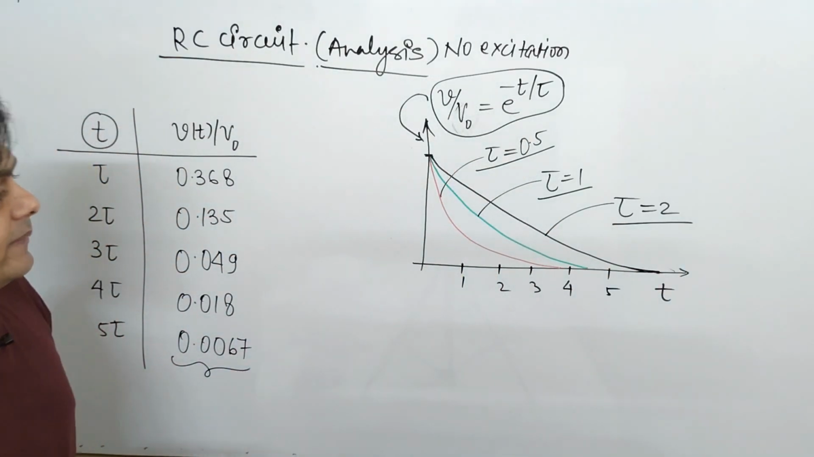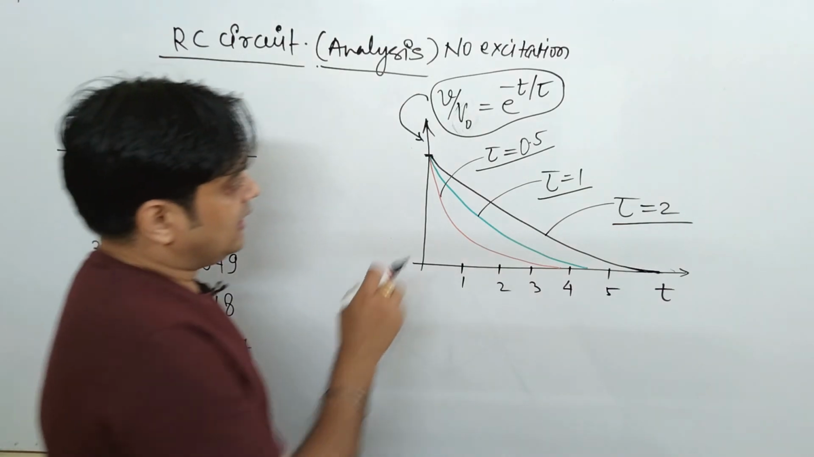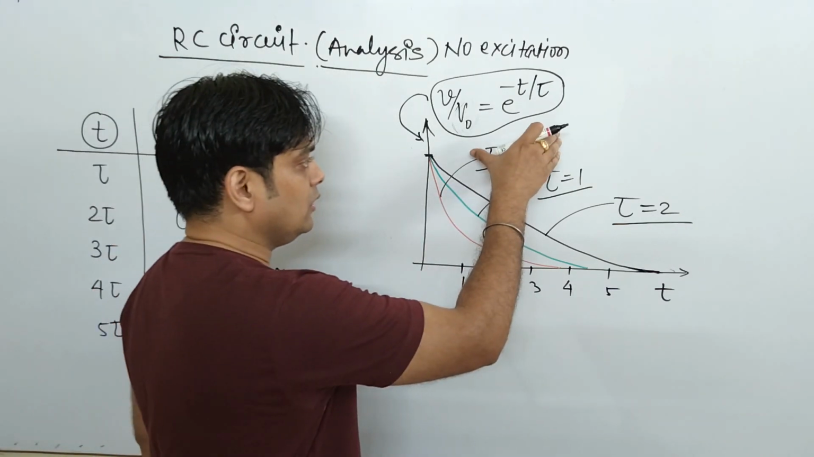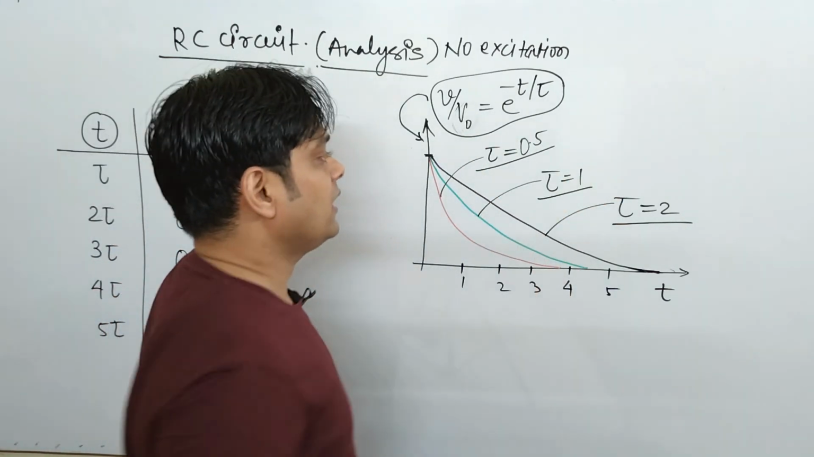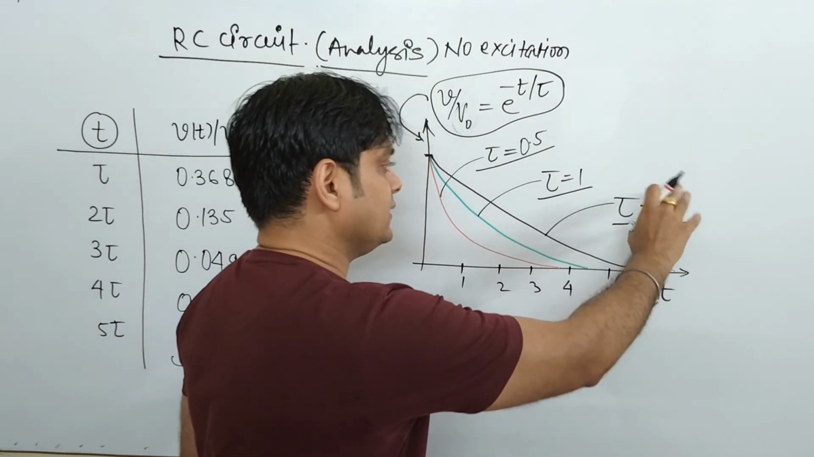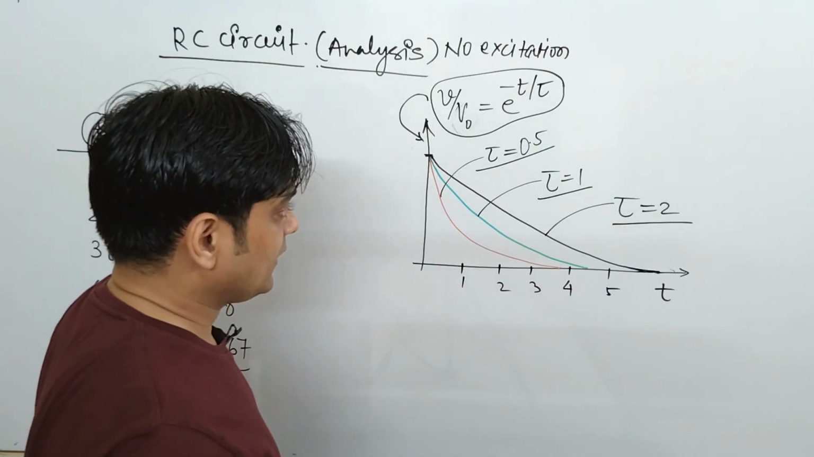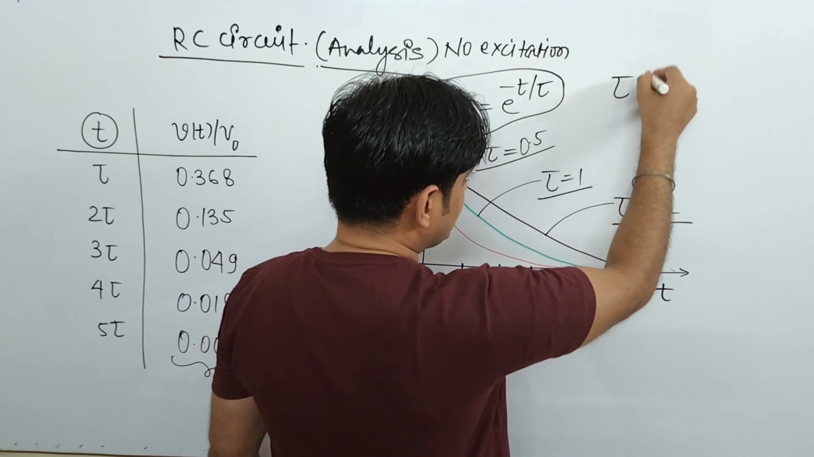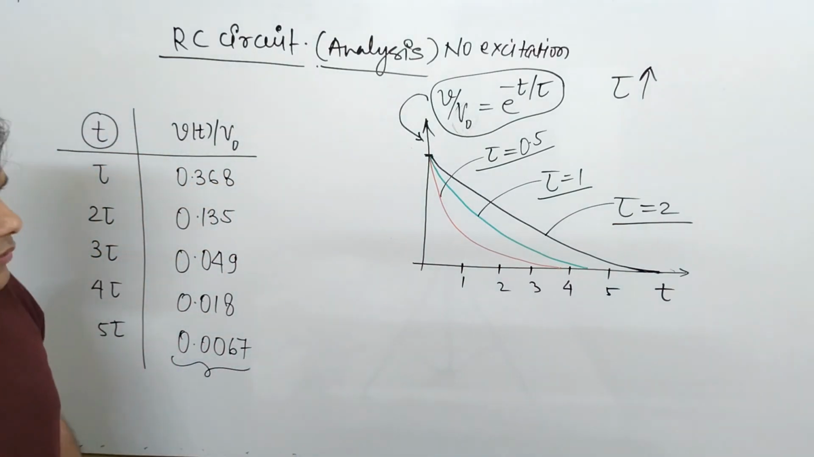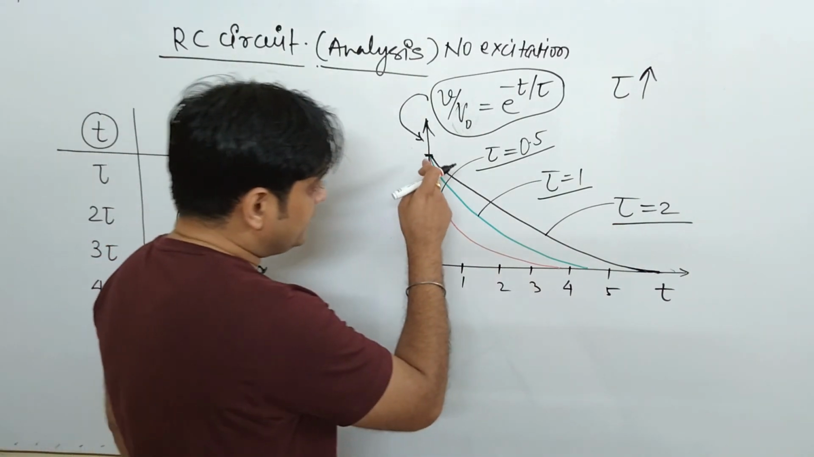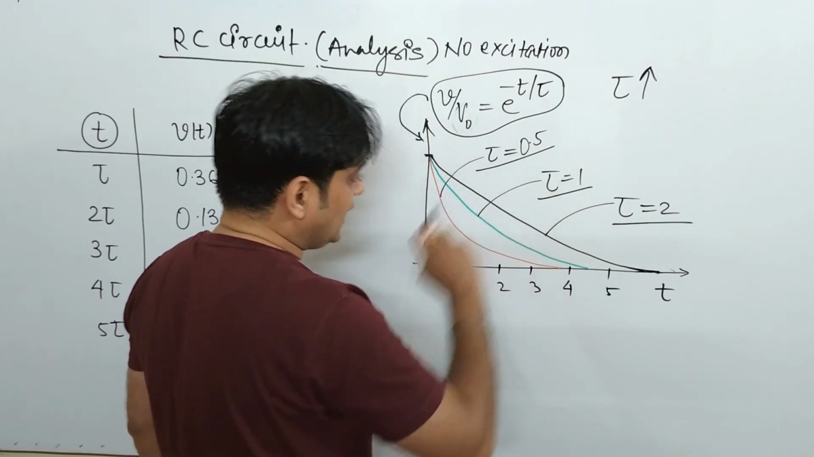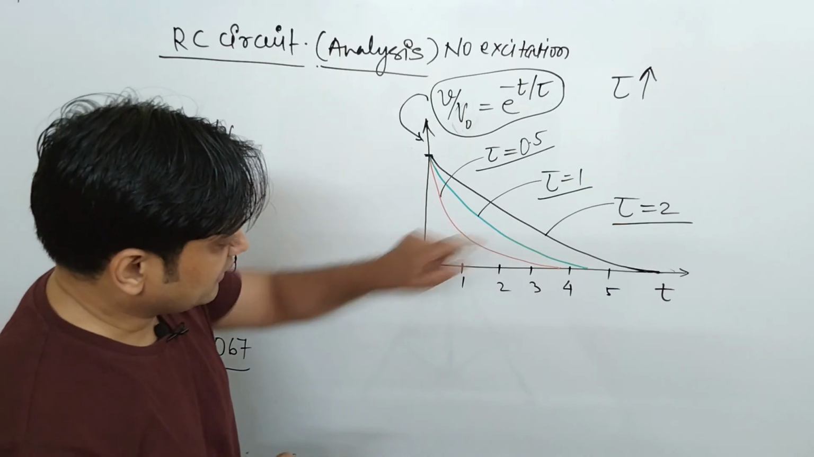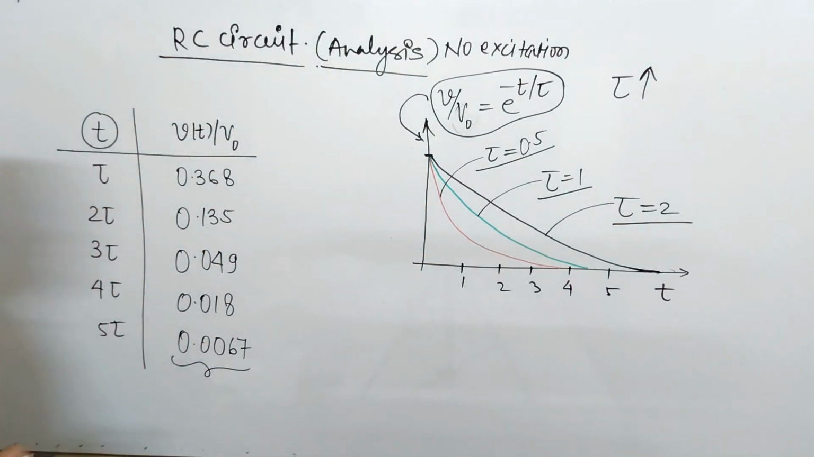What does this curve explain? The meaning is, as the value of time constant increases, here it is a lower time constant, now here it is a higher time constant, here it is a still higher time constant. So we will see that as the value of time constant goes on increasing, the decaying of the exponential graph is in this manner. What does it explain?